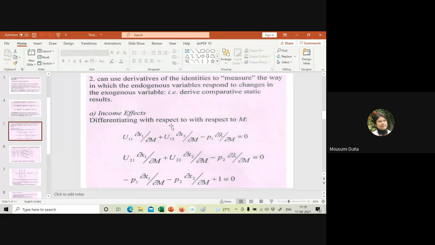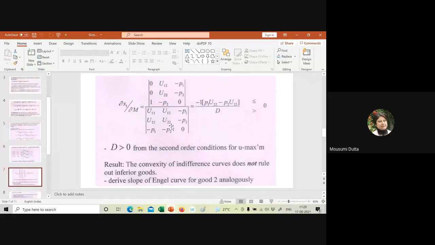What will be the second column? U12, U22, minus P2. Very good. And what will be the third column? Minus P1, minus P2, and 0. Everybody is getting that? Okay, very good. So this is the structure: 0, 0, 1; U12, U22, minus P2; minus P1, minus P2, 0.